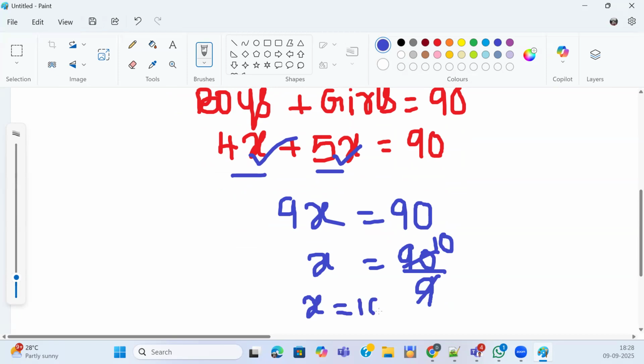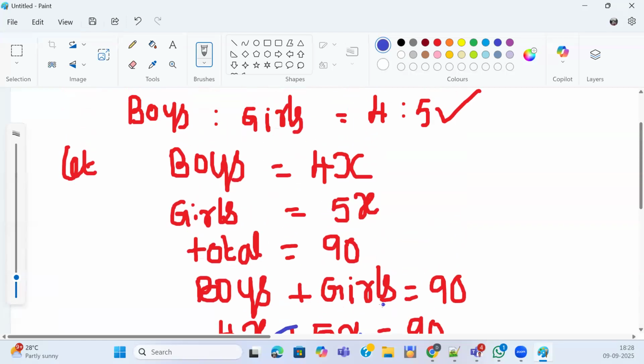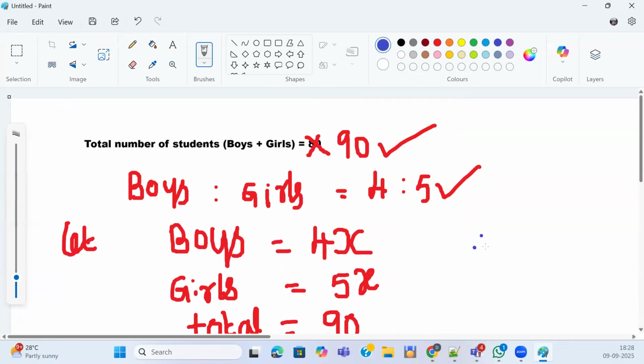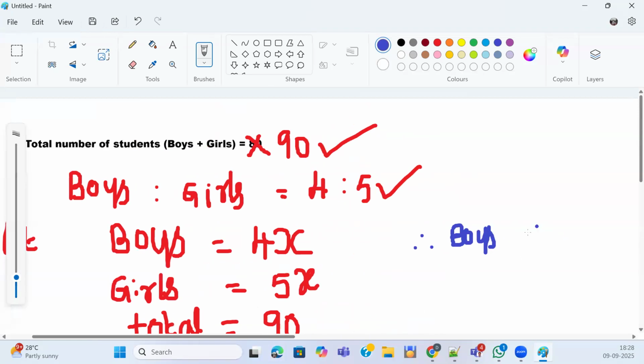x equals 10, right? When I know x equals 10, I can get my boys. So boys equal to how much? 4 into 10, that's 40 boys. And girls equal 5 into 10, which is 50. So the original ratio is 40 is to 50.